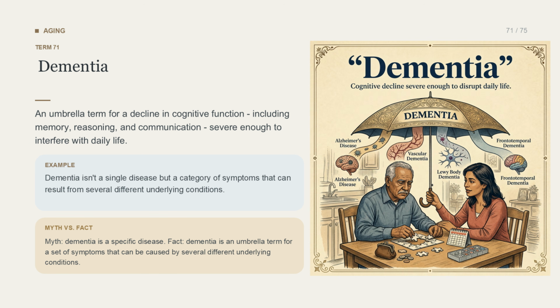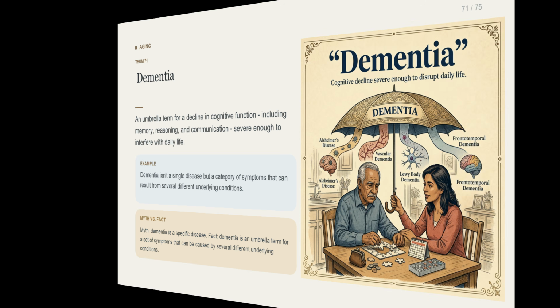71. Dementia. Dementia is an umbrella term for a decline in cognitive function, including memory, reasoning, and communication that is severe enough to interfere with daily life. A common point of confusion is that dementia is not one specific disease. It is a category of symptoms that can result from several underlying conditions.